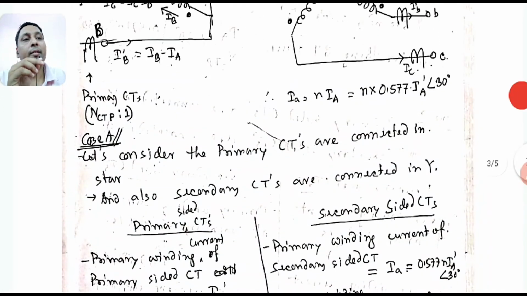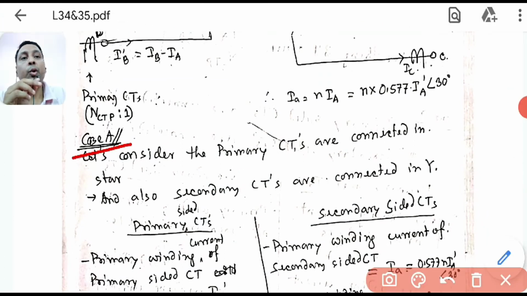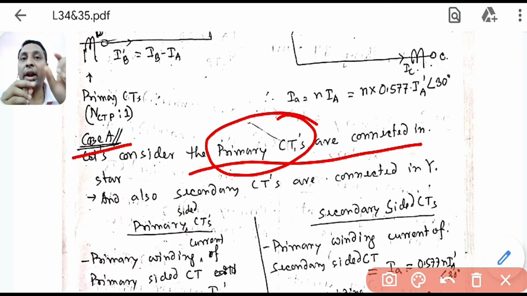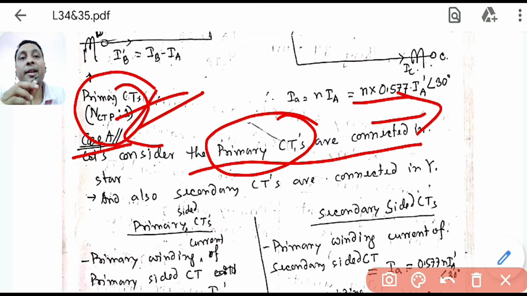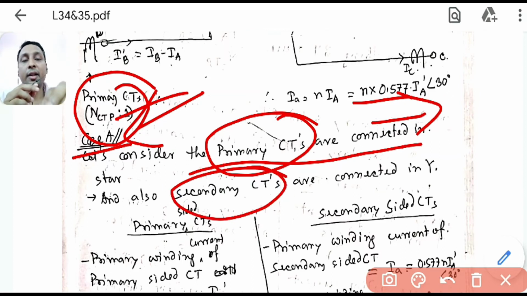Now if I consider case A, that is both sides CTs are connected in star. These are primary sided CTs, meaning not the primary winding of the CT. I am saying primary sided CT means the CTs on this side, and the CTs on that side are secondary sided CTs. In a CT you will have a primary winding and a secondary winding, so be very careful. I have considered both sides connected in star. Here also the secondaries are connected in star. I have not made the connection here yet. We will make the connection after we observe all the cases, whichever one is satisfactory.